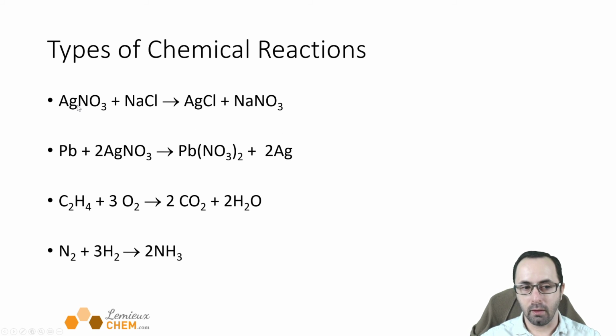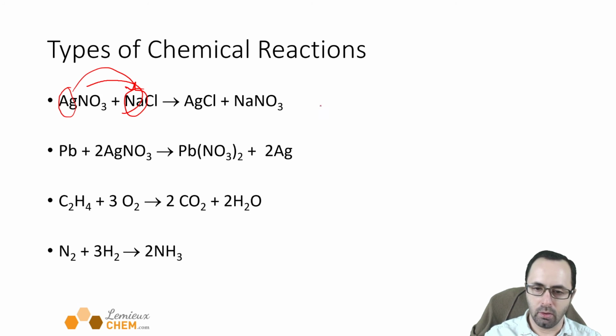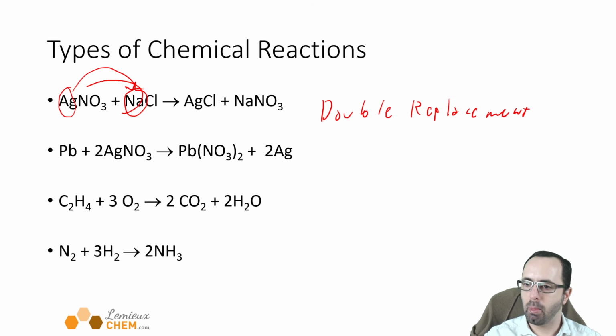So here, if we look at this first one, we see the silver is here with the nitrate in this compound, and the sodium was with the chloride. But after the reaction is over, the silver has traded places with the sodium, and now it's with the chloride, and the sodium has traded places with the silver, and now it's with the nitrate. And so this is a double replacement reaction. The silver and the sodium switch places here.